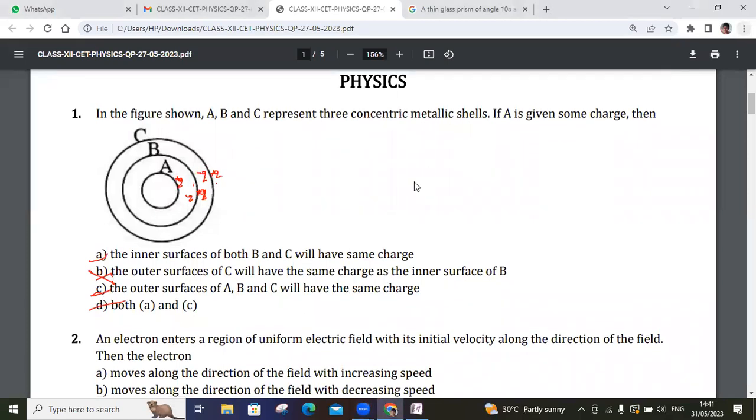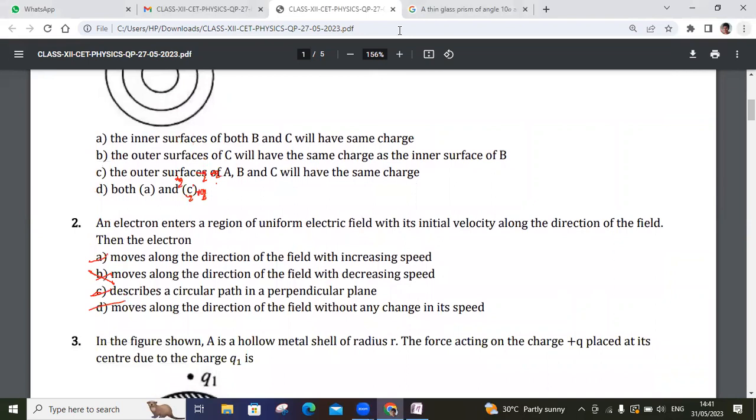Second question is: an electron enters a region of uniform electric field with its initial velocity along the direction of the field. So the electron is there, and the electric field is there, suppose like this. The electron will experience a force like this, which will be equal to eE. It is moving along the direction of the electric field, so the velocity is like this initially, but because the force is opposite, it will decelerate. So it will go along the direction of E, but with a decreasing speed. Right, so option B is the correct answer.